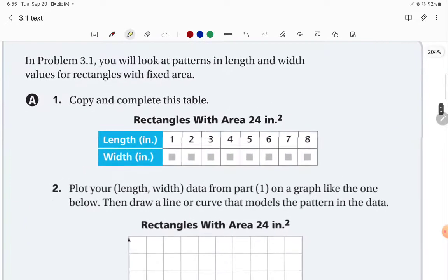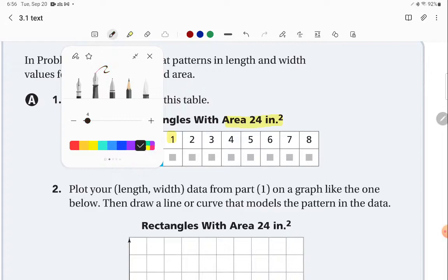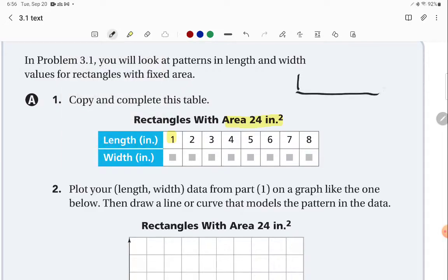In part 1, we're going to go ahead and copy and complete the table. What this is saying is, you have a rectangle with an area of 24 square inches. When the length is 1, what is the width going to be? Remember, area is found by taking width times length. So if your length is 1, your width is going to have to be 24, because 1 times 24 is equal to 24.